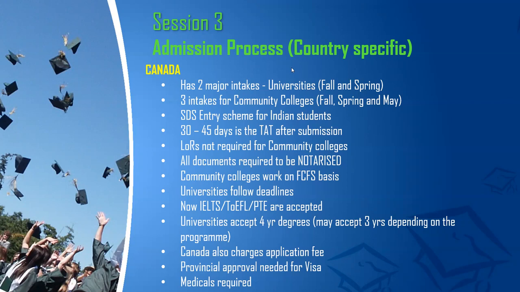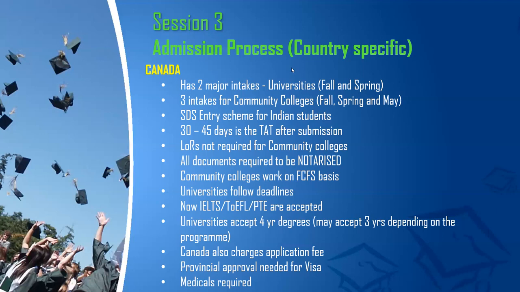Now, when universities follow deadlines, I'm talking about the same kind of deadlines that US universities also follow. They have early bird deadlines, regular deadlines, and rolling admissions. Previously, until last August, Canada used to accept only IELTS as an English proficiency test. But right now, they're accepting the TOEFL iBT and the PTE Academic also as an alternative to the English language requirements. Here also, universities normally accept only 4-year degrees, except if you have a NAC and good academics, and depending on the program, you need to do the WES evaluation, they might accept the 3-year degree.